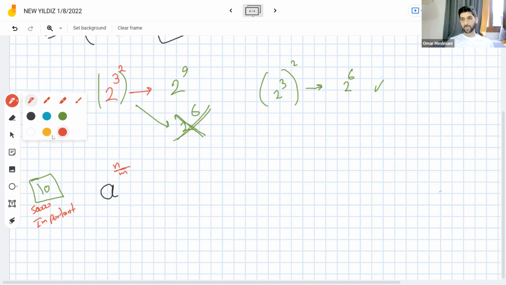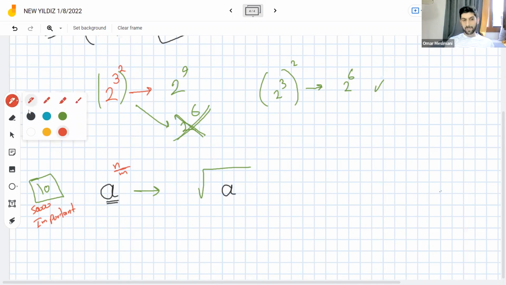All right, so a to the power of n over m. How do you change power into radical? You just do a radical, which is a root, if you know it. What is the base right now? Here I have a base a. I'm going to keep the base a here.